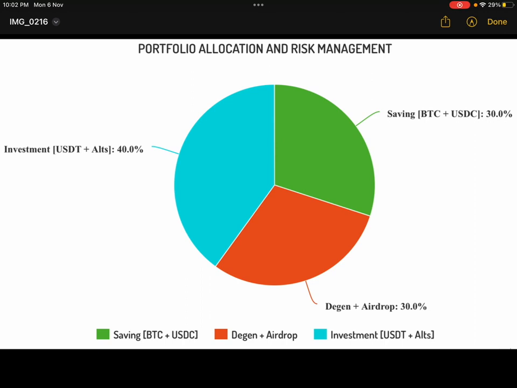And then the next 40% I have is in investment portfolio. 40% of the total is this investment portfolio, and in that I keep 50% in USDT and 50% in alts. So whatever new, let's say in this cycle AI can be a really good play, so I keep that 50% in AI coins. So that is how I play here.